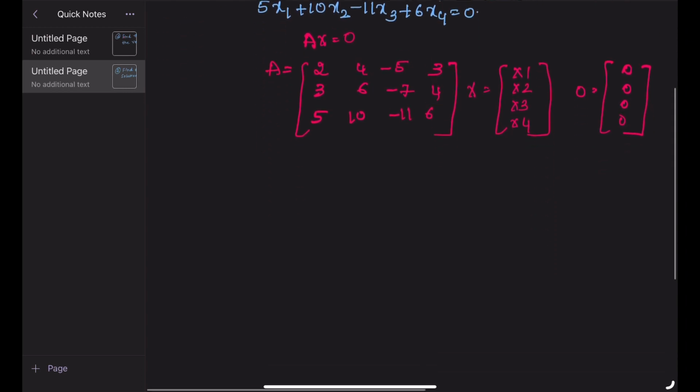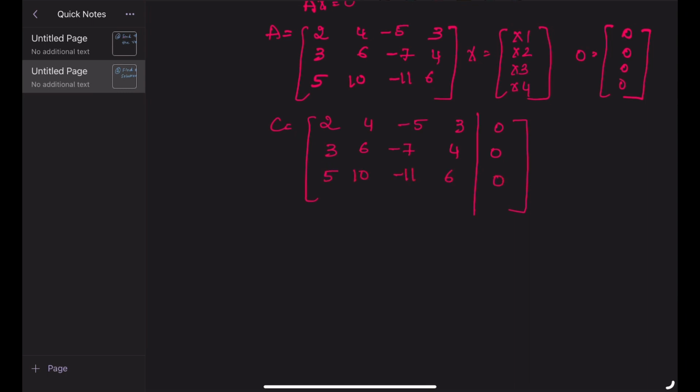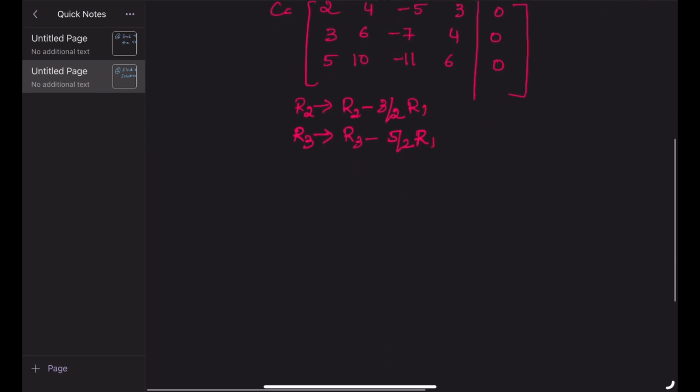After this, the second step will be nothing but our augmented matrix, which is 2 4 -5 3 0, 3 6 -7 4 0, 5 10 -11 6 0. All right, now we will apply the row reduction, that is row 2 changes to row 2 minus 3/2 times row 1, and row 3 changes to row 3 minus 5/2 times row 1.